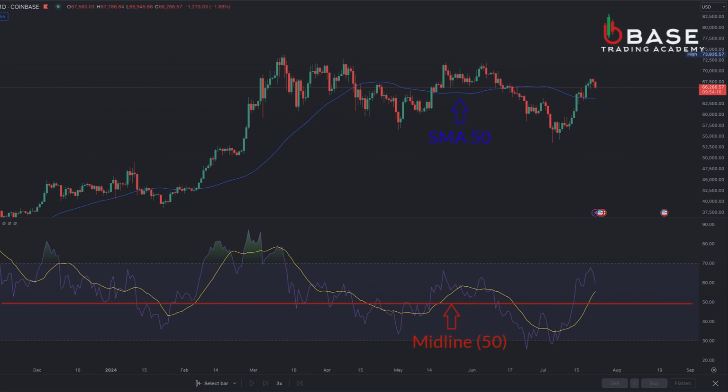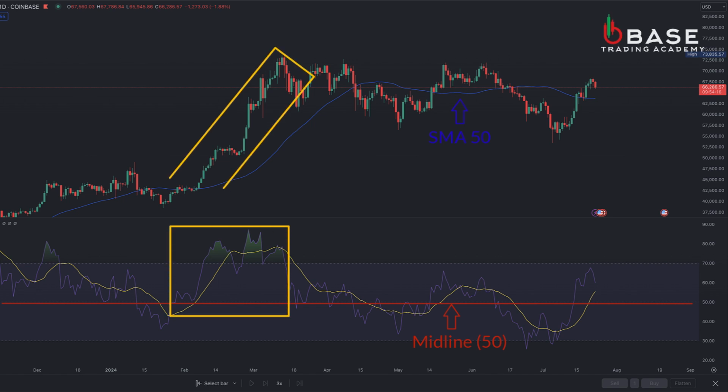Finally, let's enhance our trend analysis by combining the RSI with other indicators. Pairing the RSI with moving averages can fortify trend signals. For instance, an RSI above 50 aligned with the price above a key moving average like the 50-day MA suggests a strong bullish trend. Additionally, drawing trend lines directly on the RSI chart can help identify momentum shifts and potential trend reversals.